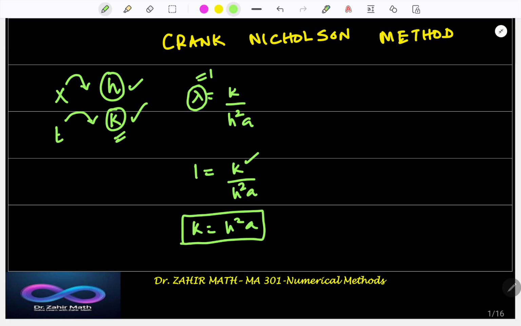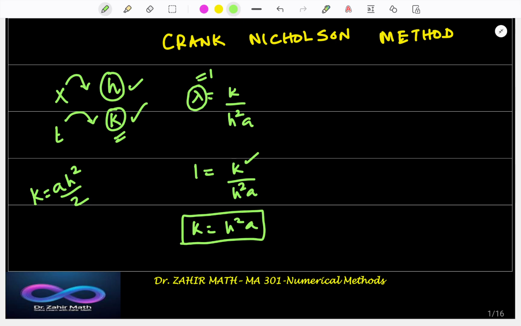And what is the formula we gave in the Bender-Schmidt method? In the Bender-Schmidt method, we gave the formula as k equals a h squared divided by 2. Remember? But here, a h squared, not divided by 2, by taking lambda equal to 1. Keep in your mind. And also, we are not going to make the same table. Here, it's totally different. What is different, teacher?